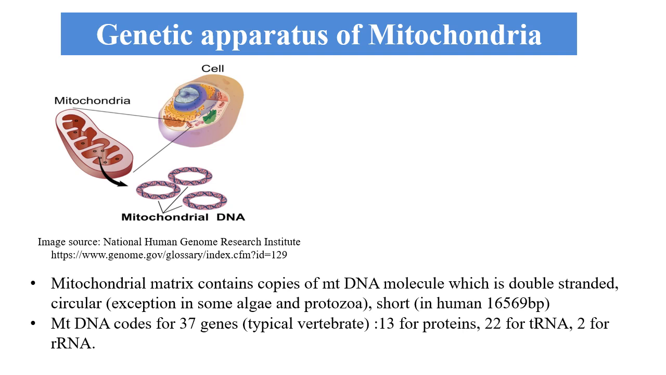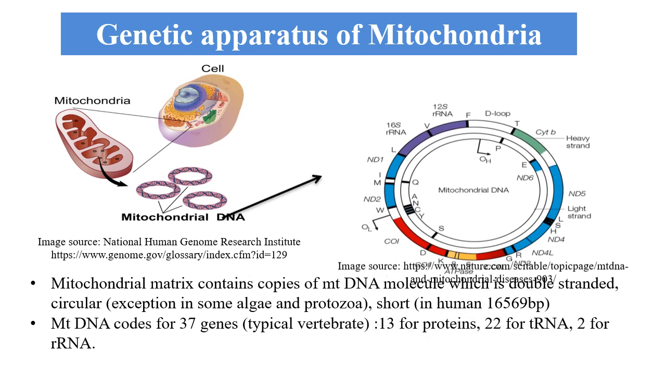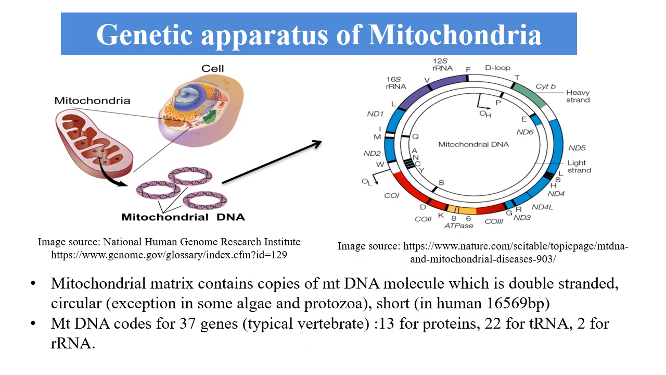Though not today, of course it was a surprise in the 1960s that mitochondria have their own DNA, known as mitochondrial DNA. Mitochondrial matrix contains copies of mitochondrial DNA which is double-stranded and circular. The picture is a typical vertebrate mitochondrial DNA, which is short, about 16 kilobase pair long in human, that codes for 37 genes. You can see the location of different genes like cytochrome C oxidase subunit 1, 2, cytochrome B, etc.